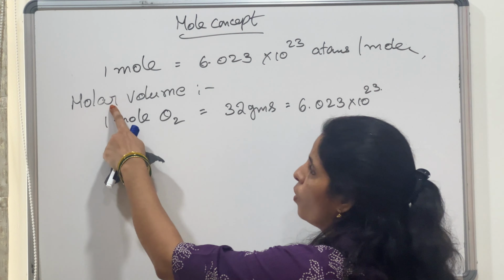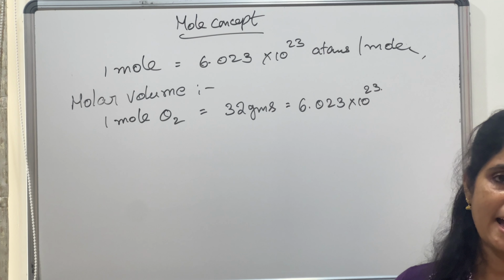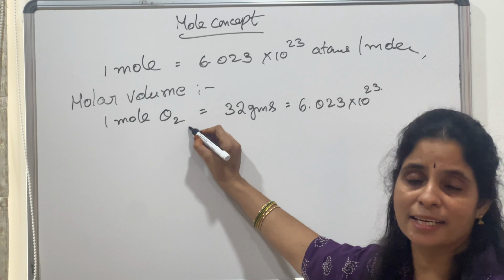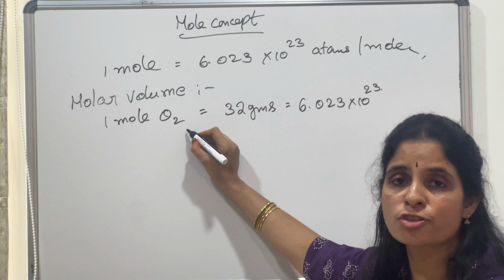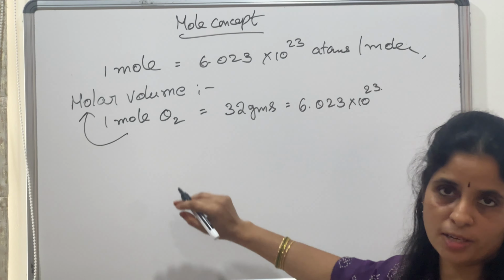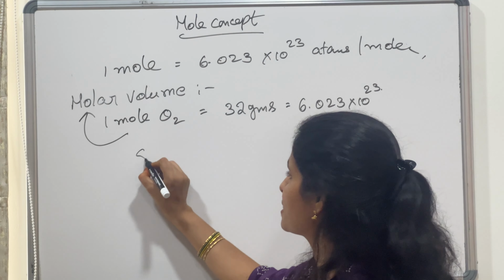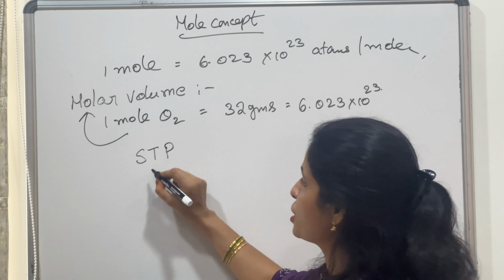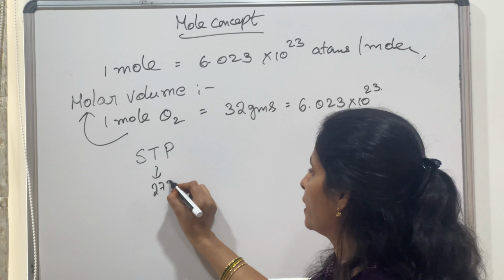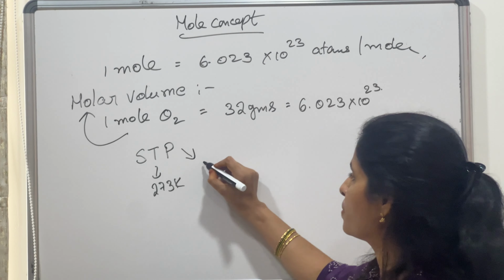Now what is a molar volume? Any gas, here 1 mole of oxygen, occupies how much volume is nothing but the molar volume of that oxygen. So any gas at STP, standard conditions of temperature and pressure. Here temperature is 273 Kelvin, and standard pressure means 1 atmospheric pressure.